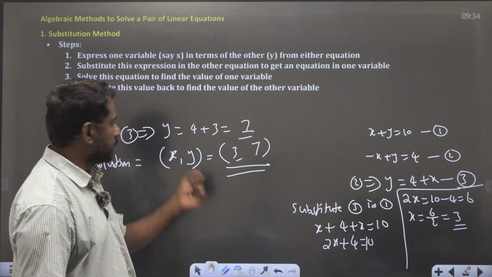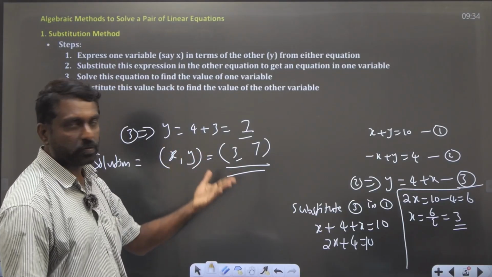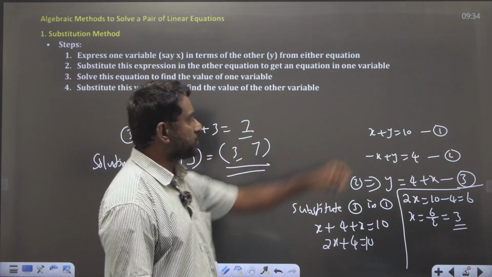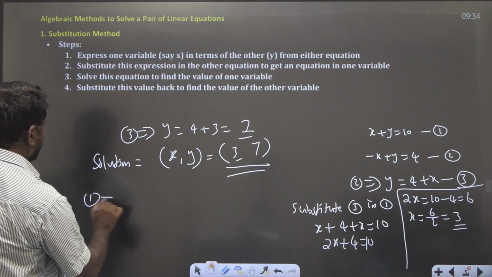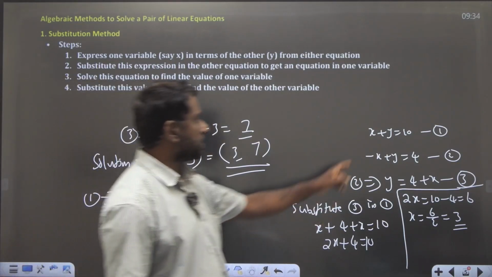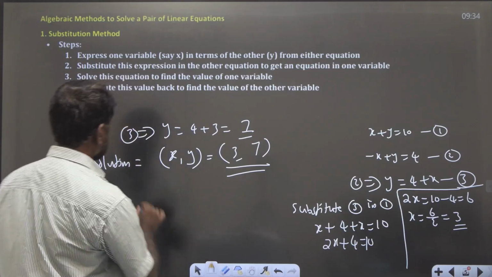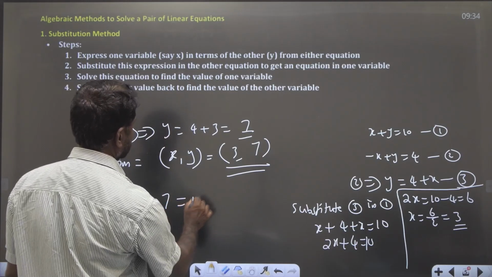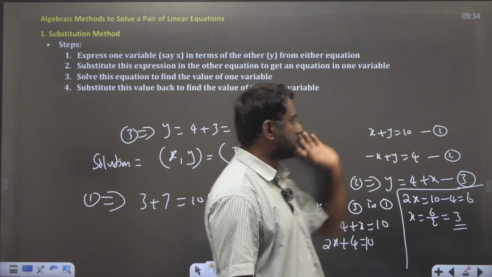We can verify whether this solution is correct or not. Again, substitute into equation 1. Just substitute x and y here. What is x? 3 plus 7, that is 10. Yes, that is correct. The right hand side is 10.